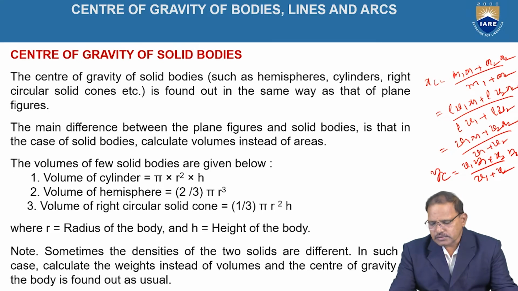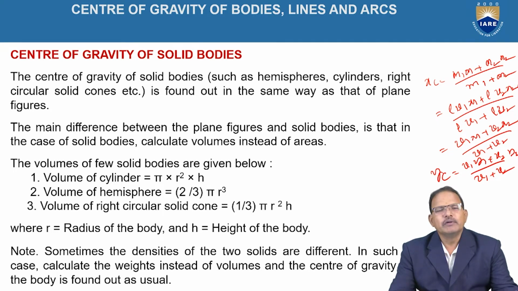single-dimensional objects. In two-dimensional objects, the modified equation for determining the x coordinate of the centroid is x is equal to a1 x1 plus a2 x2 divided by a1 plus a2. Similarly, yc is equal to a1 y1 plus a2 y2 divided by a1 plus a2. So the same equation is applicable here, but in terms of volumes; that is, the area is replaced by the volumes.